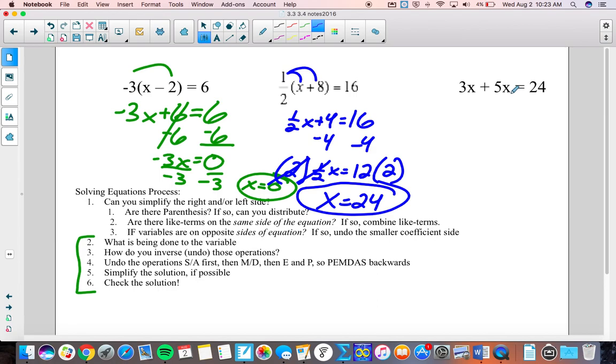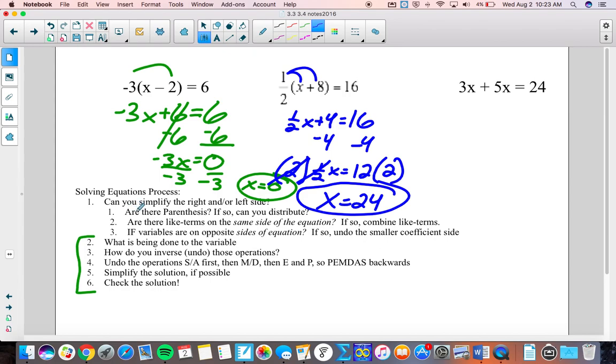Now, if we look at this next one, it says 3x plus 5x equals 24. Now, I'm supposed to get x by itself. I'm supposed to ask the question what's being done to x. And when there's 2 of them, that's really tough to answer because there's a bunch of stuff being done to a bunch of x's. Before we try to do steps 2 through 6 down here in green, we want to simplify this.